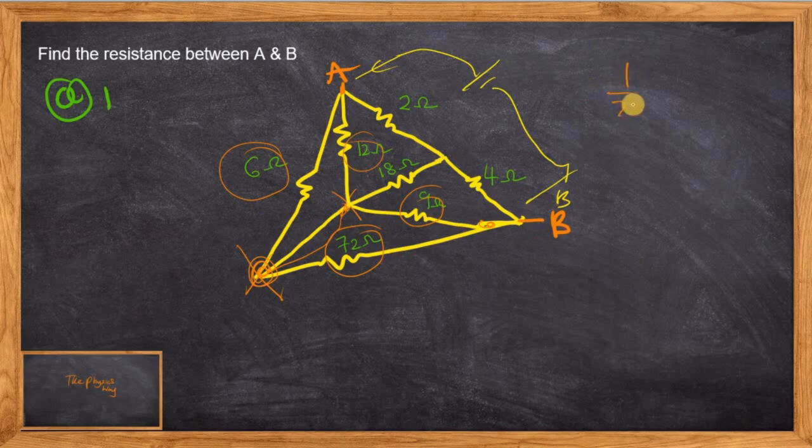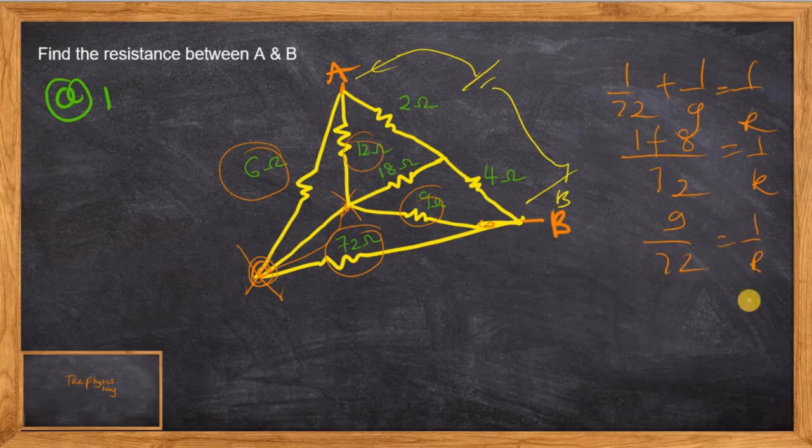So 1 over 72 plus 1 over 9. I hope you know these methods now. So common denominator, that's 72. So 1 plus 8 equals 9 over 72. Let's take the reciprocal value. We are getting R equals 72 divided by 9. That's 8. So in between here, now we have only 8 ohms.